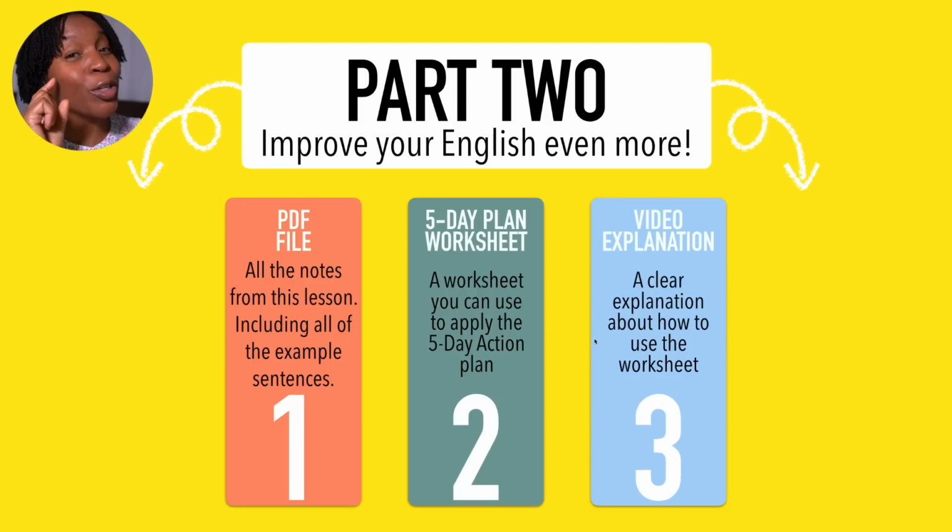Now, I always like to add a part 2 to my lessons to help you improve even more. And I also have a part 2 for today's lesson, but it's only available for my Academy students. For part 2, I have the PDF file that goes over everything we went over today. I have a 5-day action plan worksheet that you can print off and actually practice what I taught you today. And I also have a video explanation explaining how to use the worksheet.